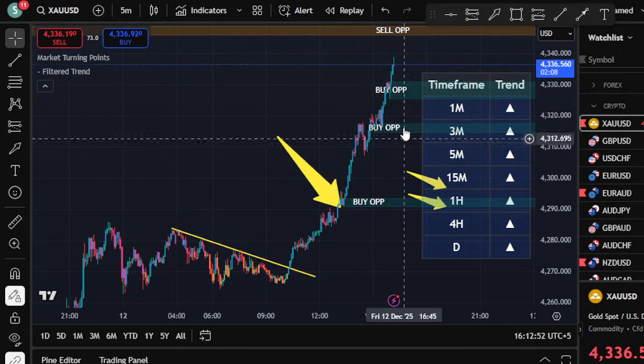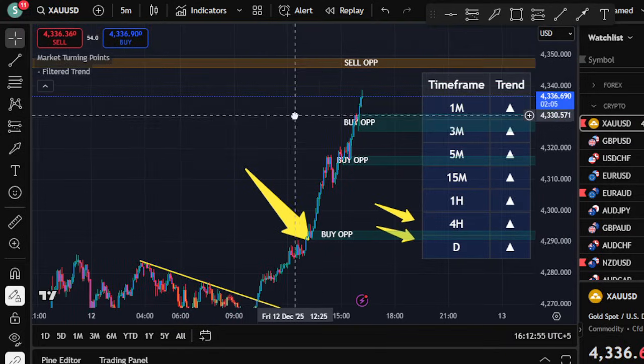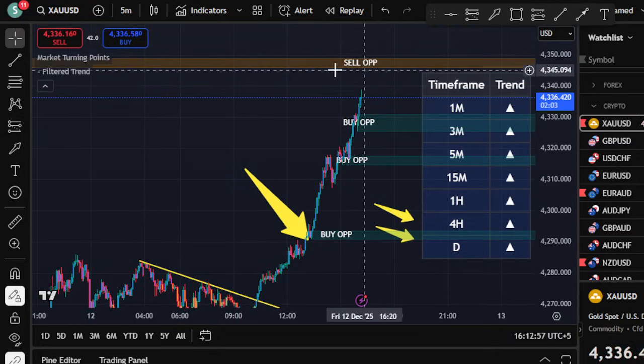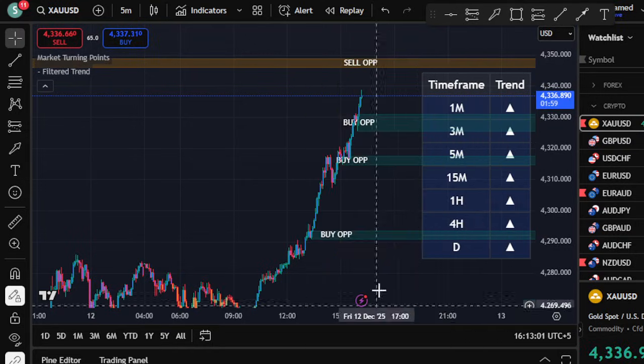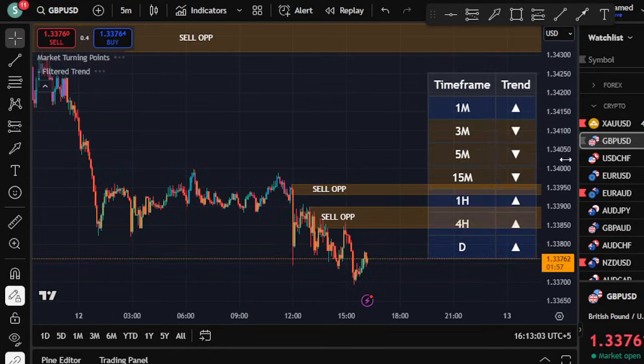This is finished right now, because the move has already been done to the upside, and the market turning points indicator has a sell opportunity level from this area. So please understand that you need to be very logical in that case.